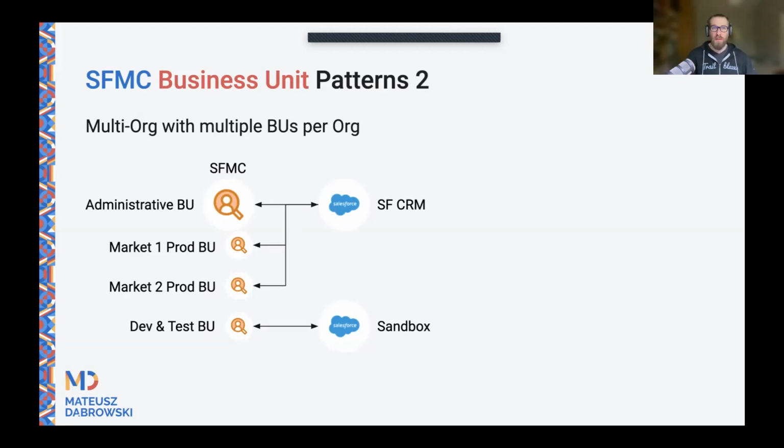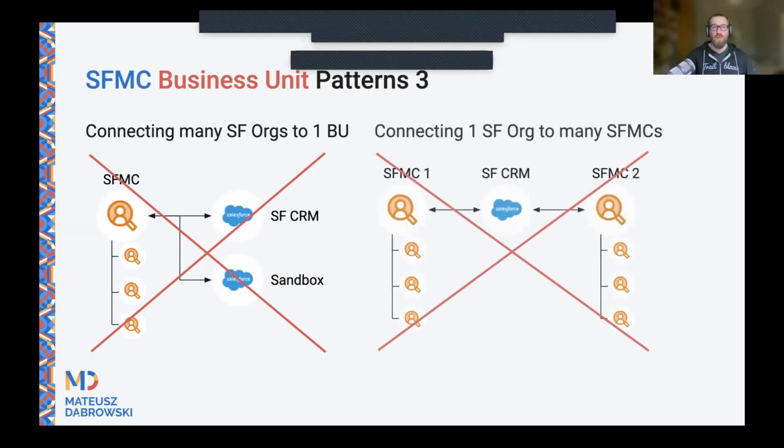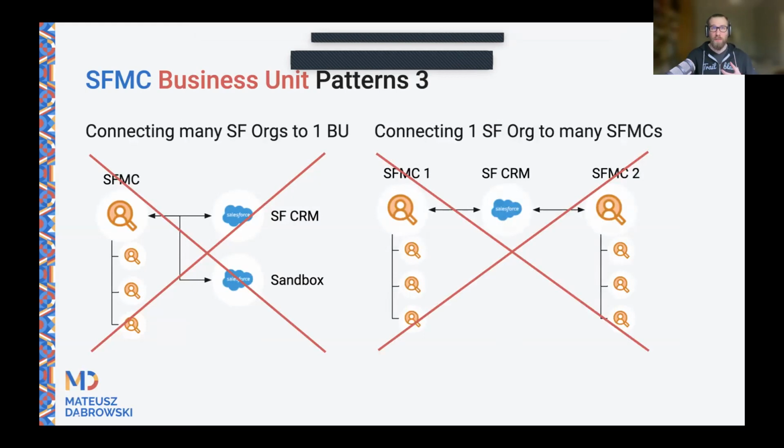Then I want to cover a few patterns that are not possible. So the first one, as I mentioned earlier, there is no option to connect 2 Salesforce CRMs to the same business unit. And it doesn't matter whether it will be 2 production ones or 1 production and 1 sandbox one. There is just no option. And similarly, there is also no option to connect 1 single Salesforce CRM to 2 separate Marketing Clouds with the native integration. This is also not possible technically.